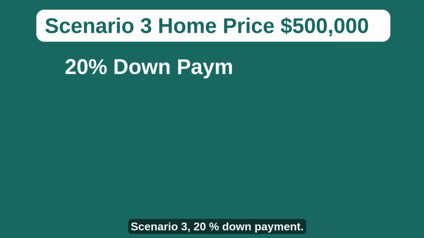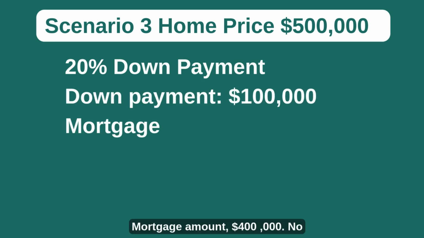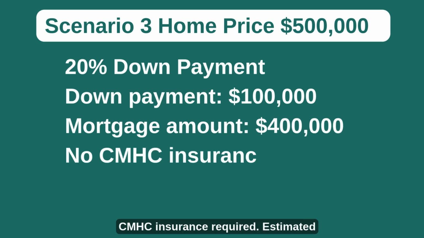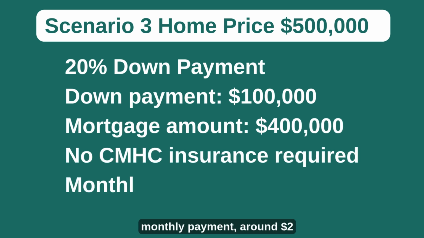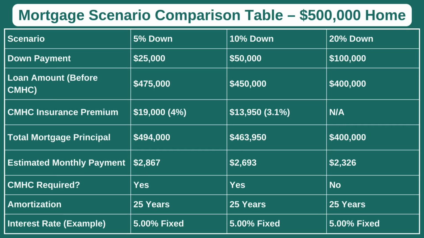Scenario 3, 20% down payment. Down payment, $100,000. Mortgage amount, $400,000. No CMHC insurance required. Estimated monthly payment, around $2,326. With 20% down, you skip insurance altogether and enjoy the lowest monthly payment.